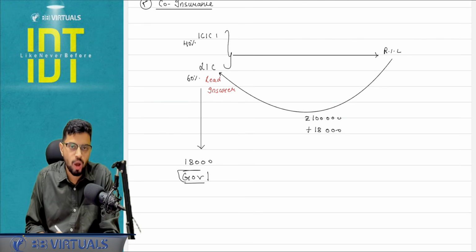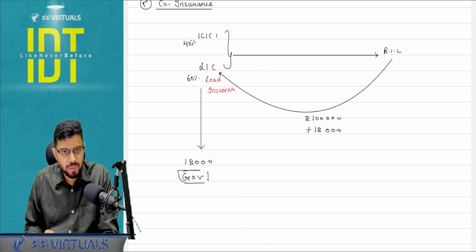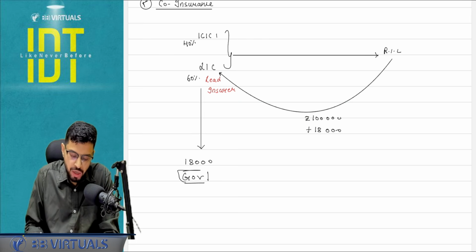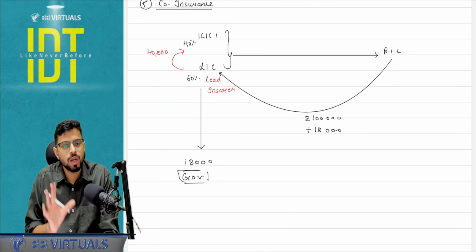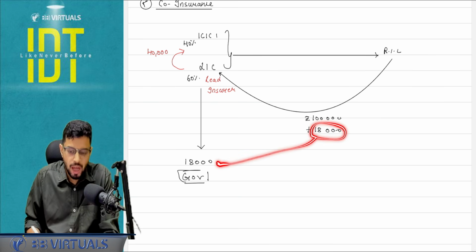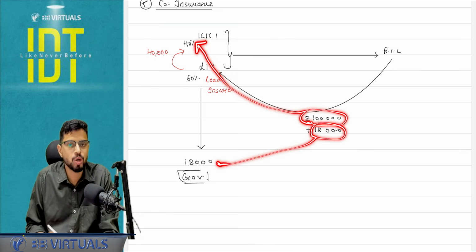Then LIC will call ICICI that your share was 40%. You will be absorbing 40% risk, and for that you will be getting 40% of the premium as well. So this is your 40,000. Now my only question to you is, see, 18,000 has gone to the government. Out of 1 lakh, 40% has been apportioned to ICICI.